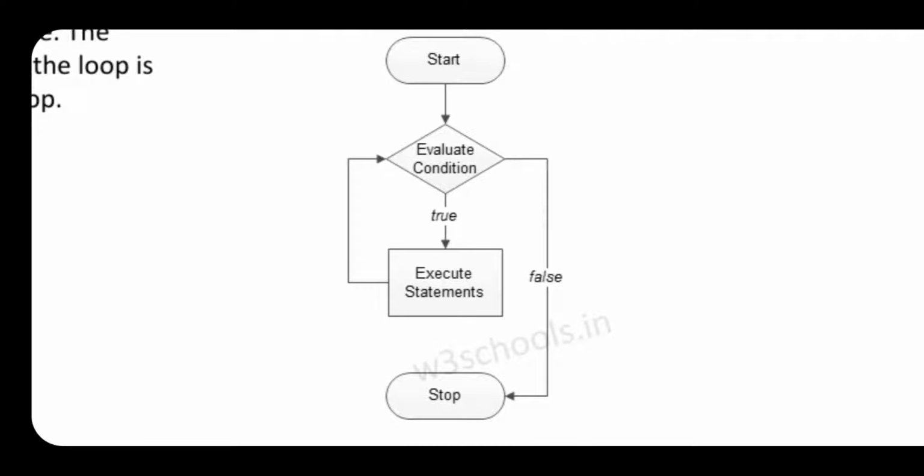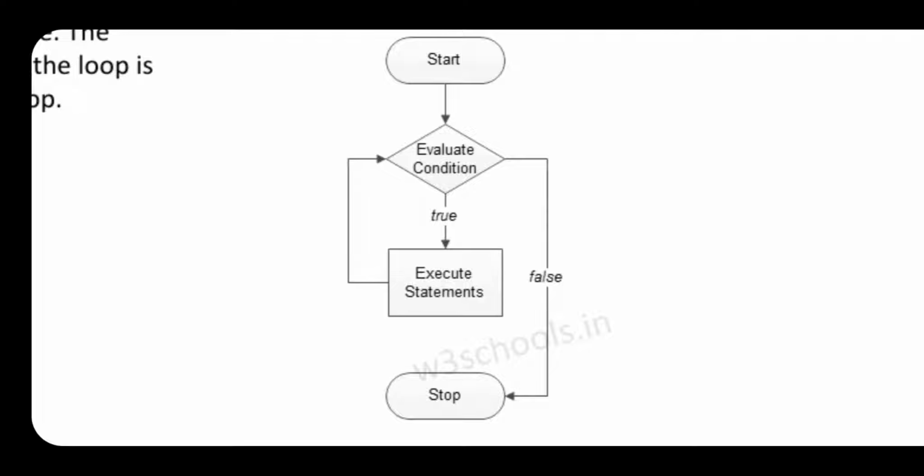Then it starts, and first the condition will be checked. If the condition is true, then it executes the statements. If the condition is false, directly it executes what? The stopping statement. If the evaluation condition is true, it enters. Otherwise, if the condition is false, it will come directly outside of the loop.